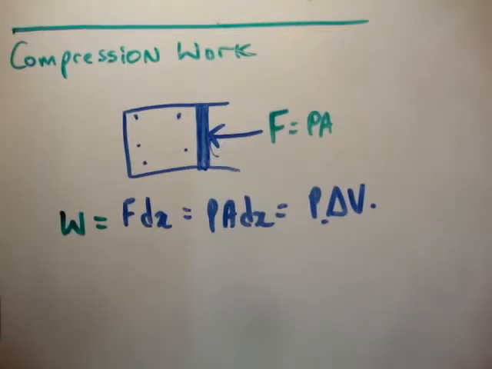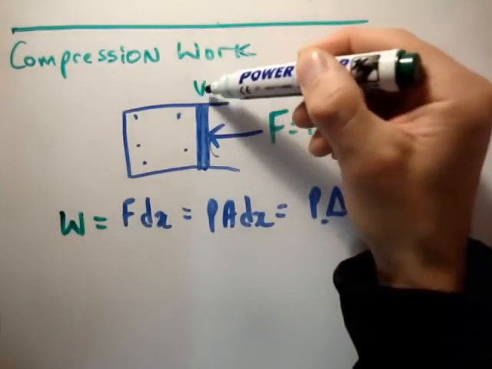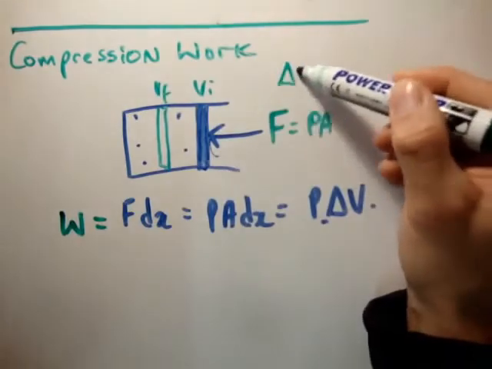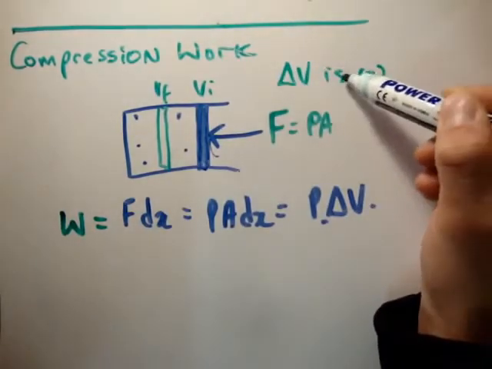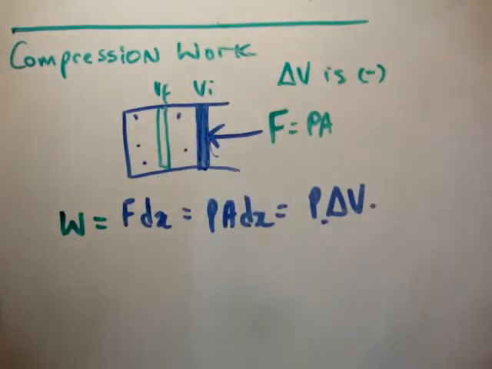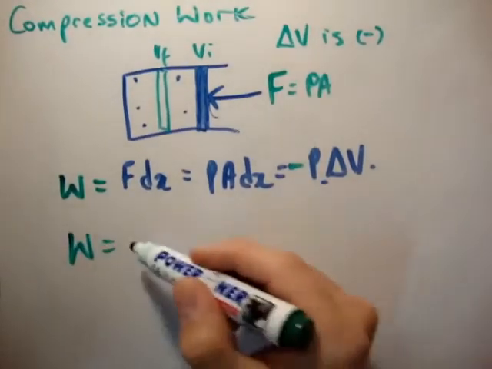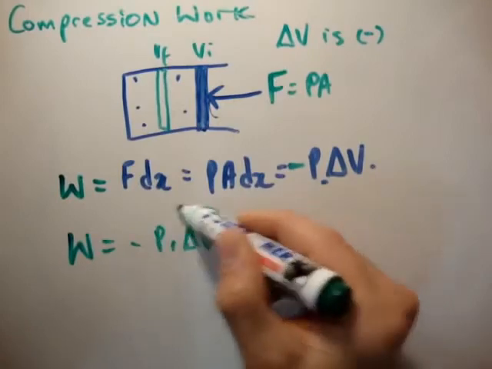Now, this is where we just need to do a small bit of thinking. In this particular case, we have defined the work as being positive because the work is being done on the system. However, which way is the volume going? Let's say this is volume initial, and the piston goes to here, there's volume final. Well, delta V in this case is negative. So where the change in volume is negative, the work must be positive. That means we must add in a negative sign here. So we can now say that the work done is equal to minus P dot delta V.